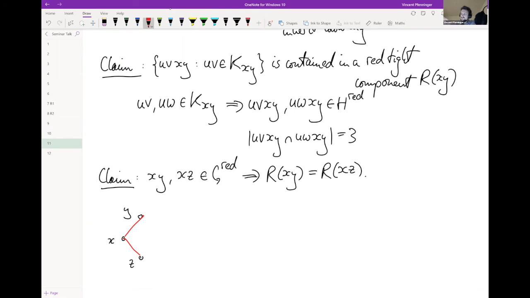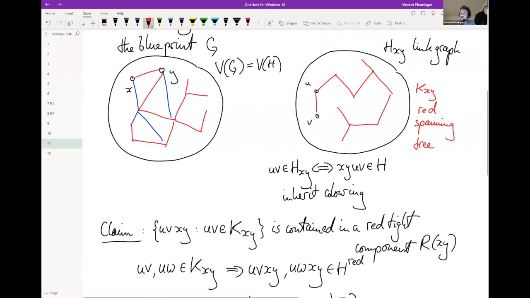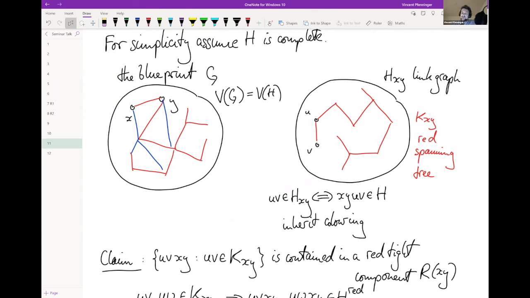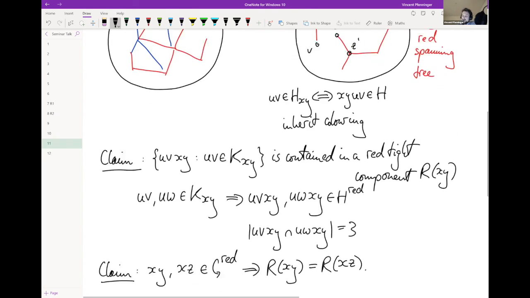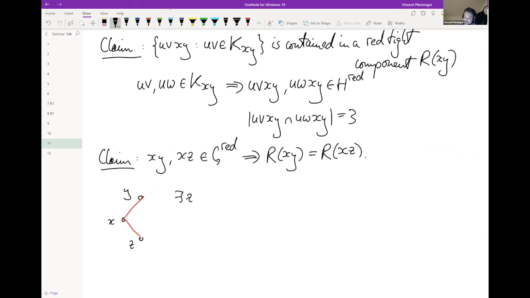So if XY is red in the blueprint, what does this mean? If you go back to our picture of the link graph H_XY here, because this is red, K_XY is a red spanning tree here, somewhere here will have to be Z. And then there will have to be some other vertex Z prime, such that ZZ' is a red edge in this red spanning tree. And so this means that there exists some Z prime such that XYZZ' is a red edge in H and is also, of course, by definition in the red component induced by XY.